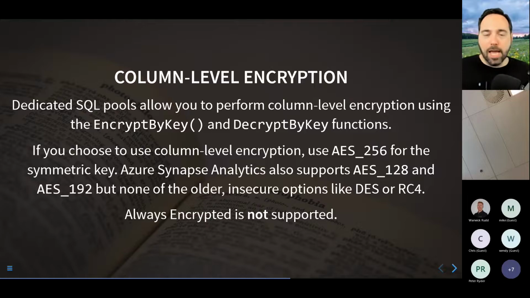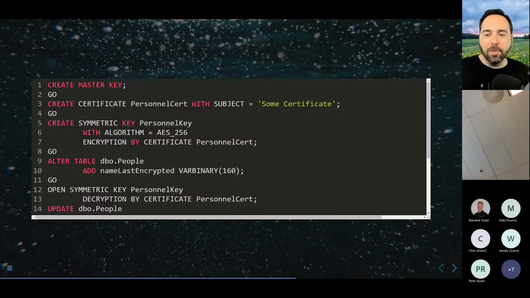So I would recommend AES 256-bit encryption for those sensitive columns. If you are familiar with Always Encrypted, it is not supported with dedicated SQL pools. So you'll have to use column level encryption if you wish to encrypt data within your queries or within your tables. How do we do this?